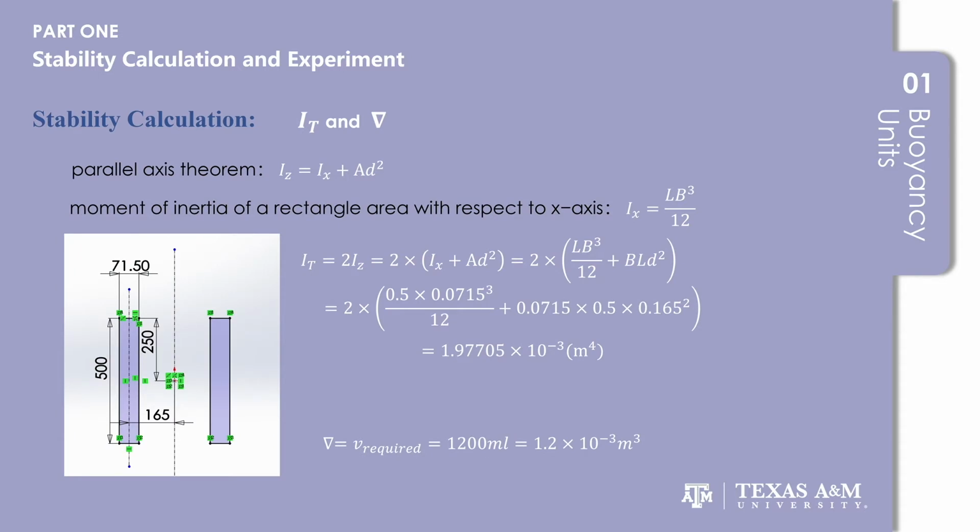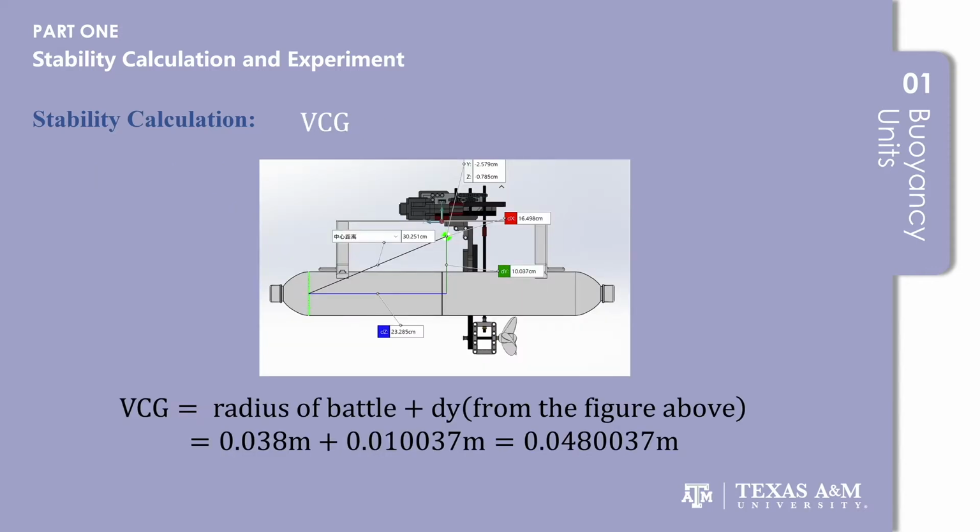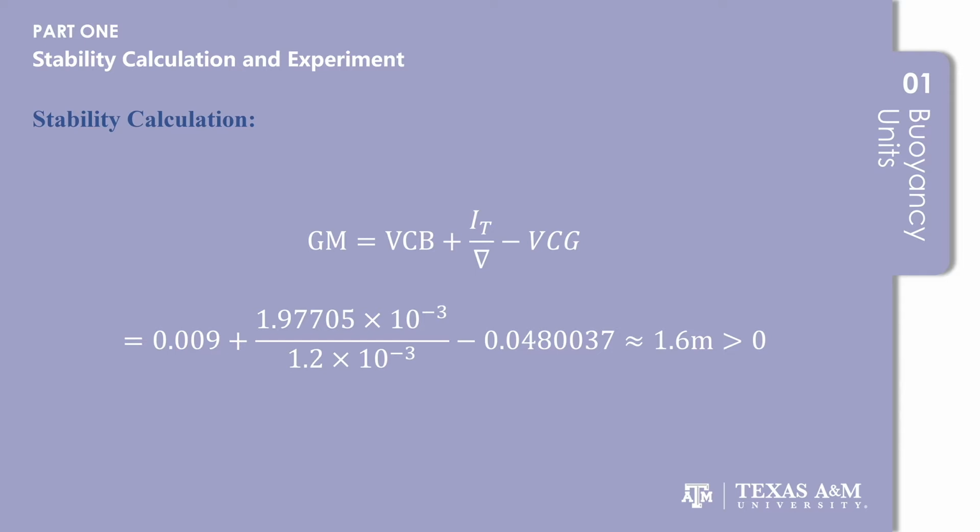We calculated the inertia of T. From SolidWorks, we can easily obtain VCG. By applying what we found above, from the calculation, we found that the GM is much higher than 0, which implies that the double hull boat should be stable as we considered.